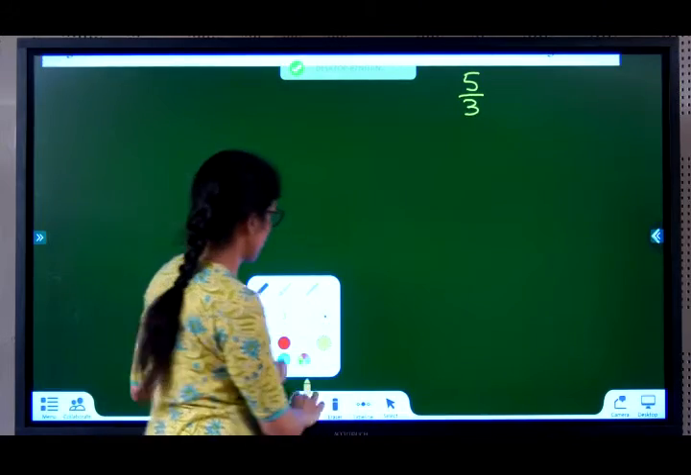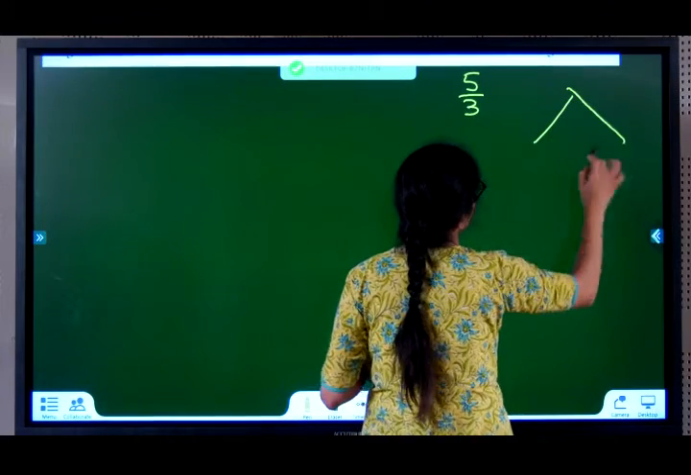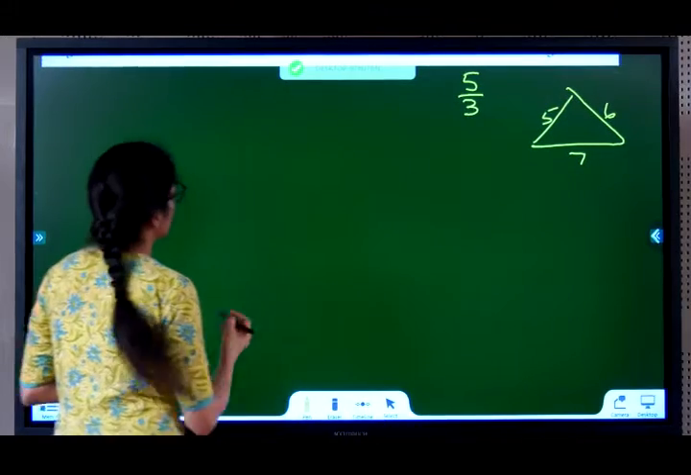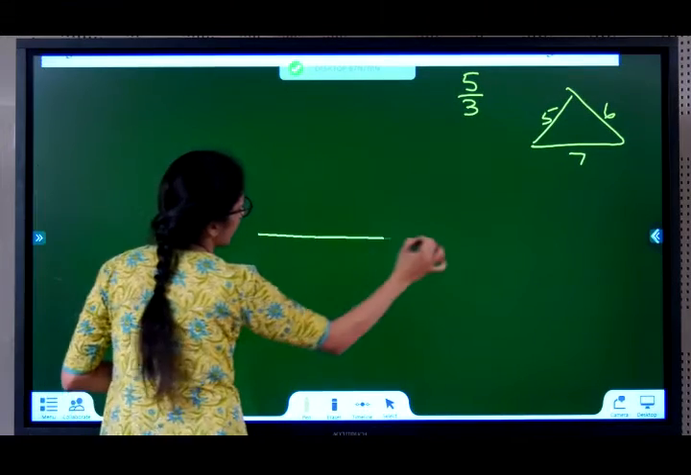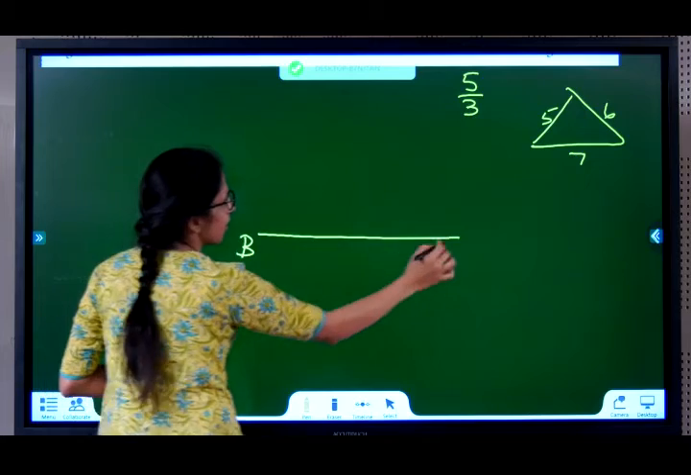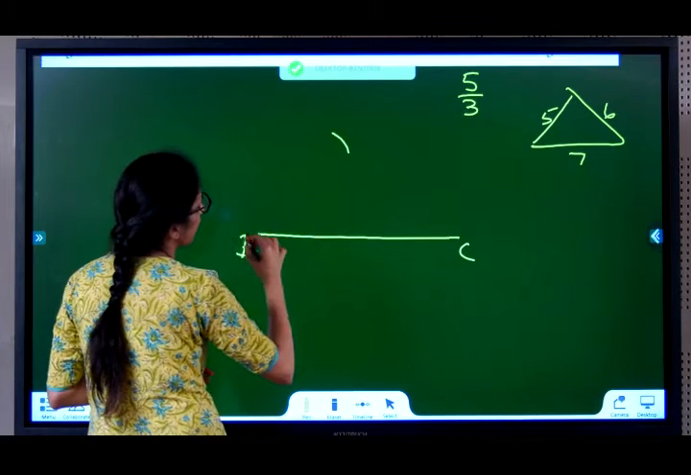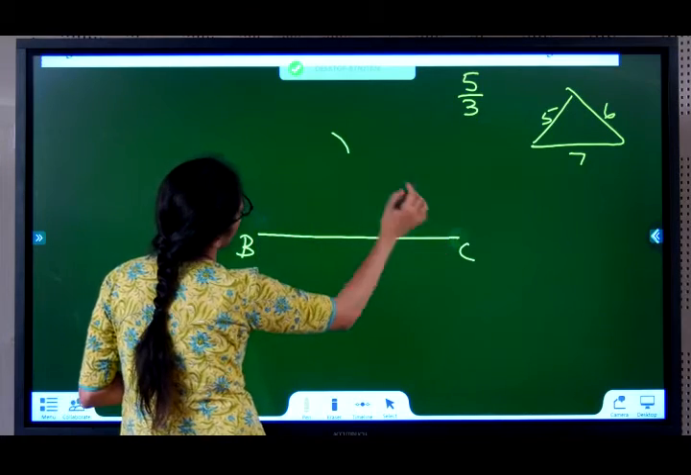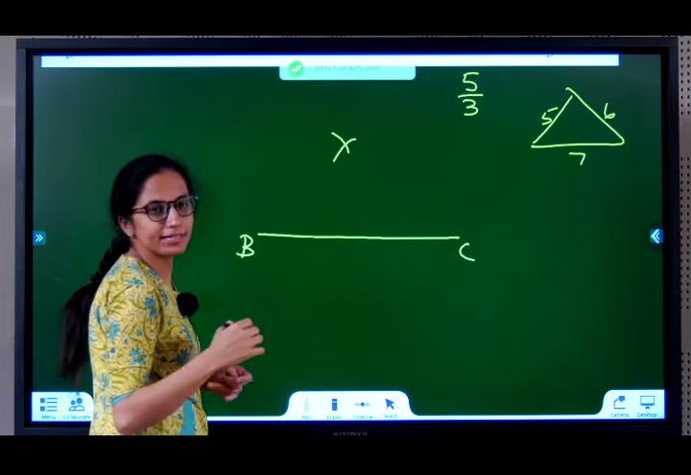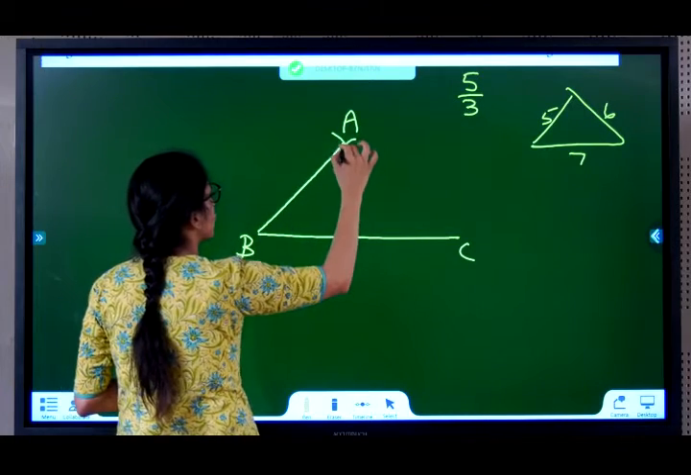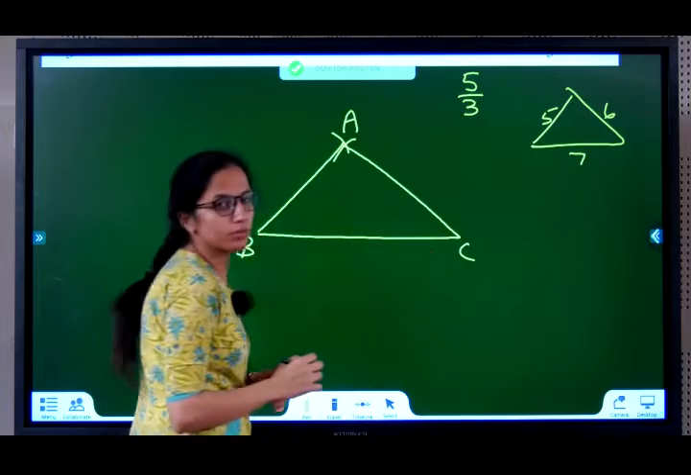So let's take the same triangle we took in the previous problem because nothing's mentioned. 7 centimeters, 5 centimeters and 6 centimeters. Okay. So do it with me. Draw a line segment BC of 7 centimeters. From B, cut an arc of 5 centimeters. From C, cut an arc of 6 centimeters. Let the point of intersection be A. Join A to B and A to C.